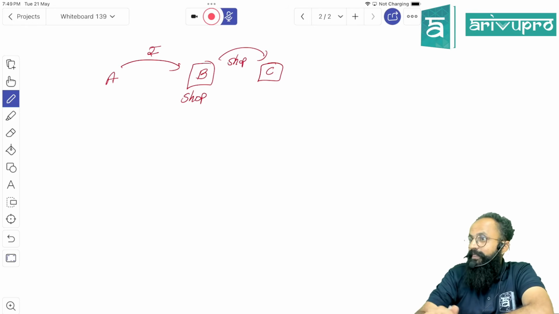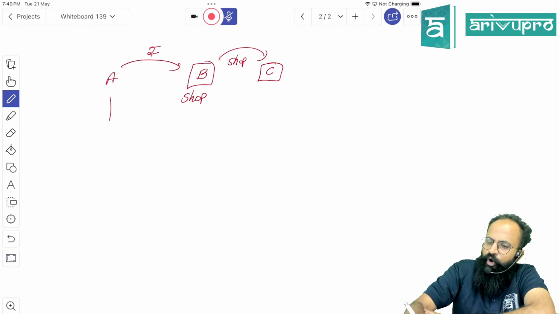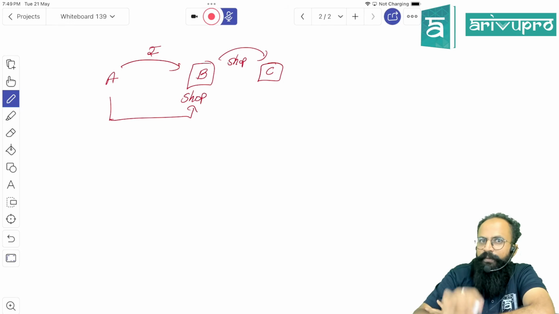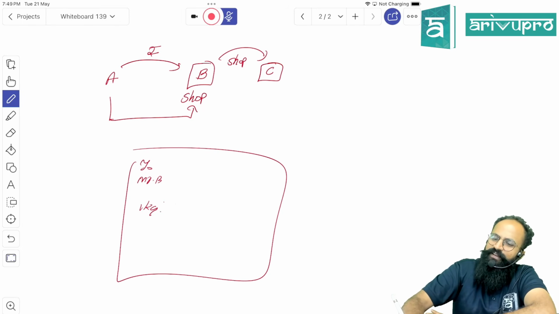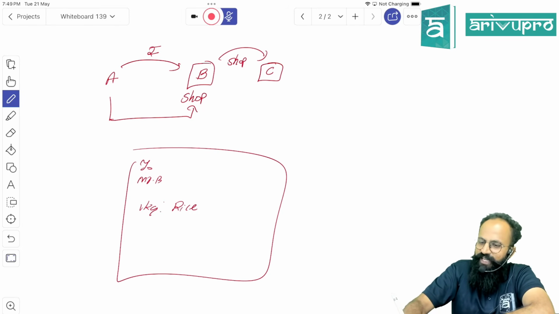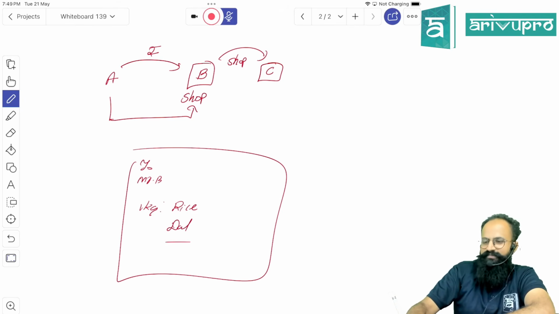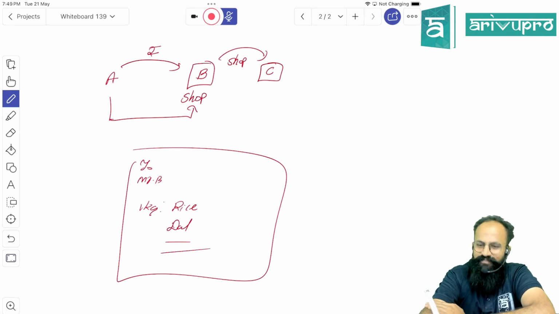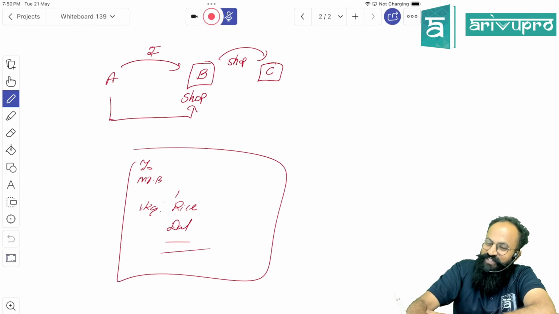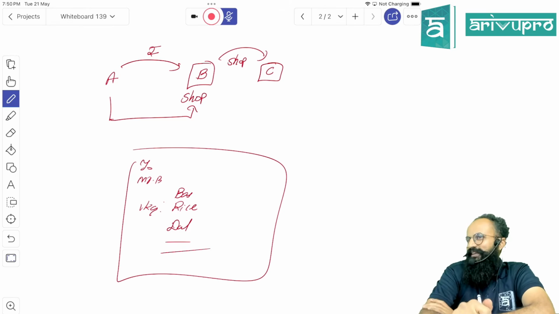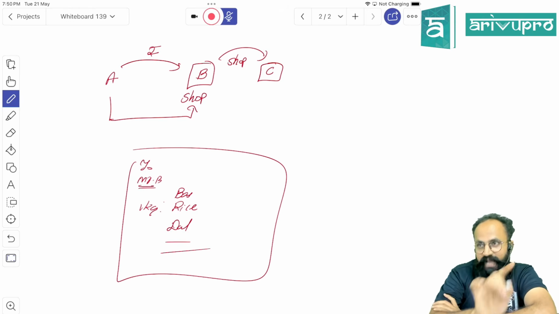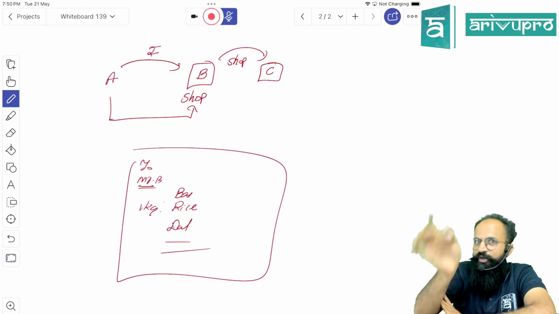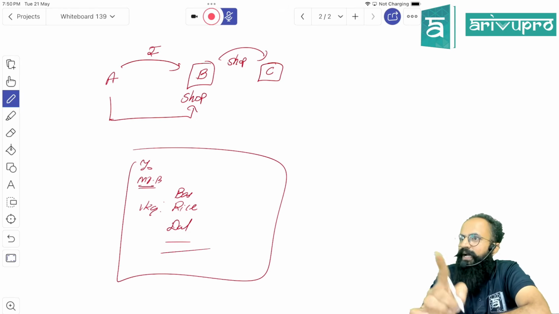Is that clear? Now one day what happened? A wrote one letter to B, to his shop. I wrote a letter to Mr. B: I need 1 kg rice, 1 kg dal, 1 kg basmati rice. I am writing a letter addressed to B that I want these items. A wrote it to B, and he sent it by letter.